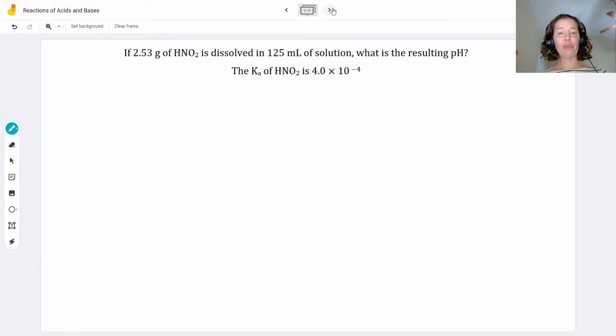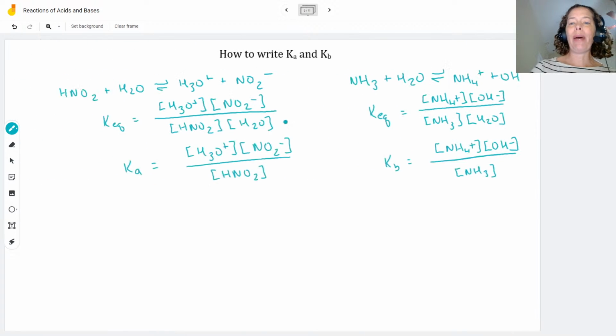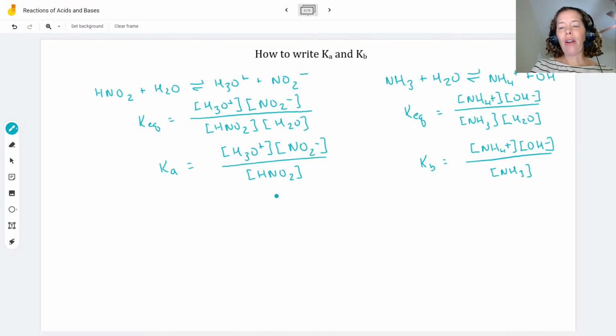First problem. If 2.53 grams of nitrous acid is dissolved in 125 milliliters of solution, what is the resulting pH? And the Ka of nitrous acid is 4 × 10⁻⁴. So we're going to do basically the same thing we just did. We actually already have our Ka for nitrous acid. I'm just going to pop back here and show you again our Ka for nitrous acid right here.